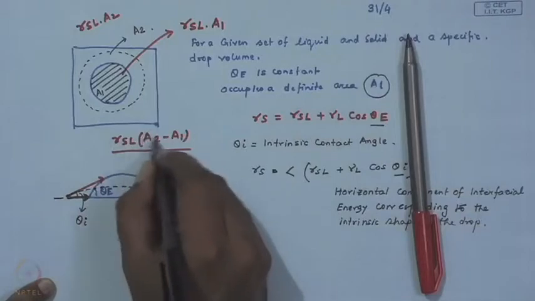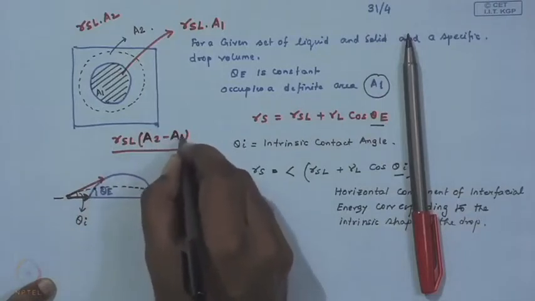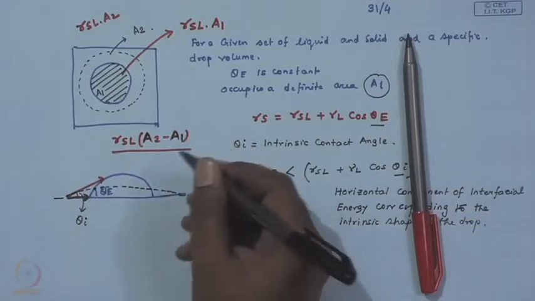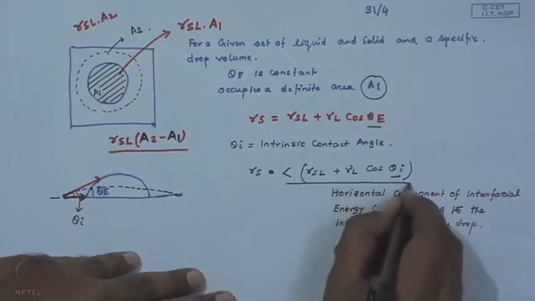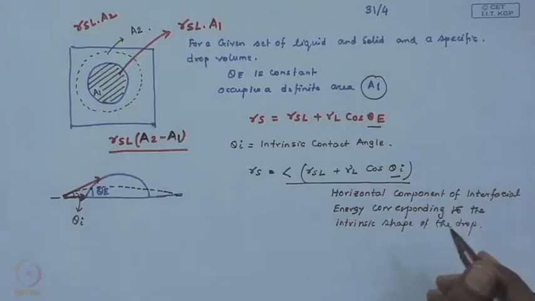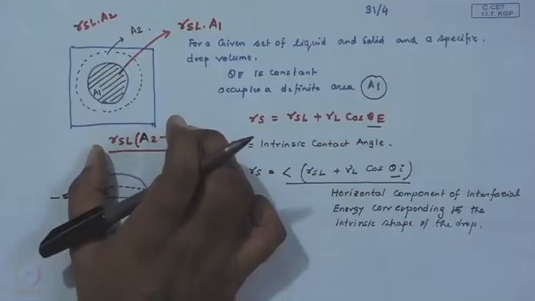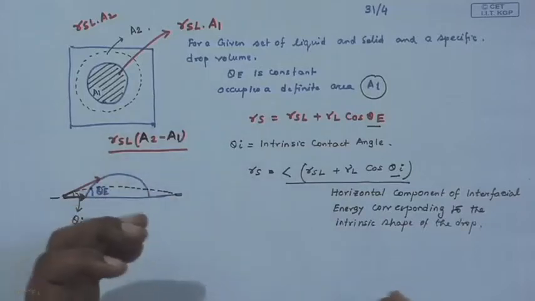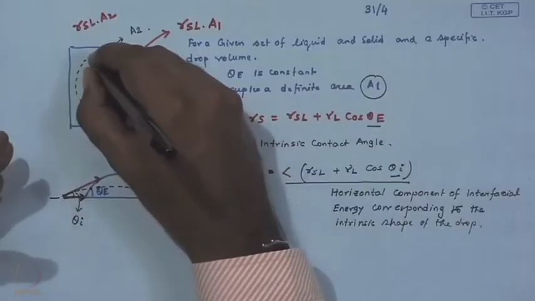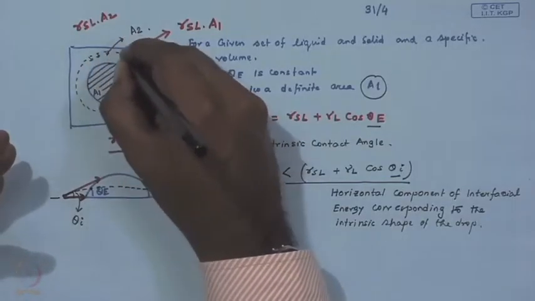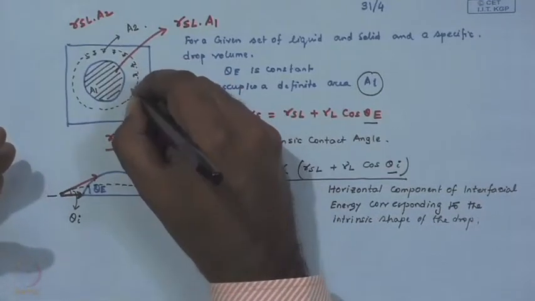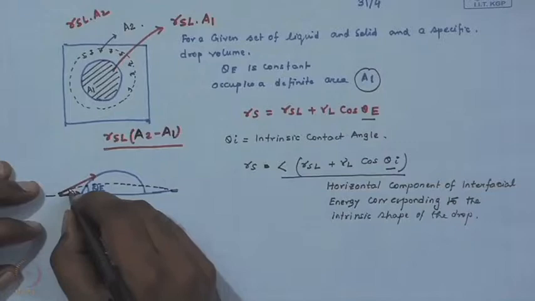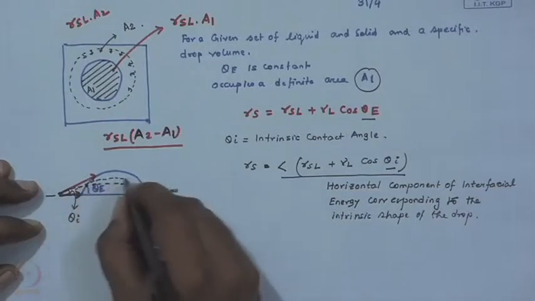This is the additional energy penalty the drop is occupying because of having spread, and which is also manifested in this imbalance. So, what is the consequence? This additional energy has to be released, and that release is through the retraction of the contact line. This contact line will start retracting towards the center, and as it retracts, theta I progressively increases.